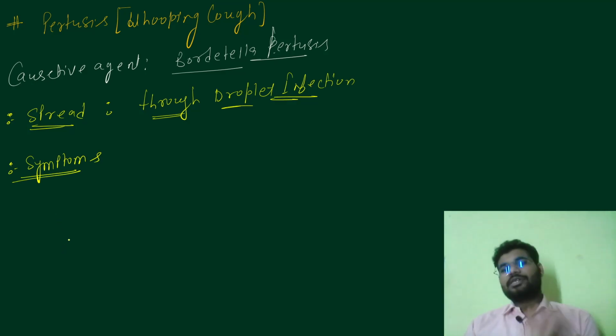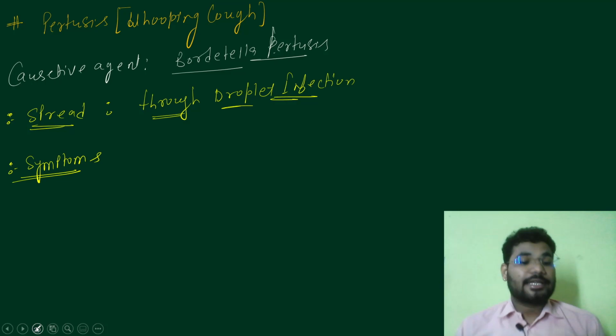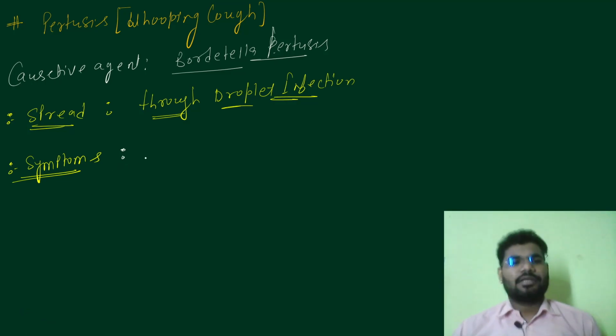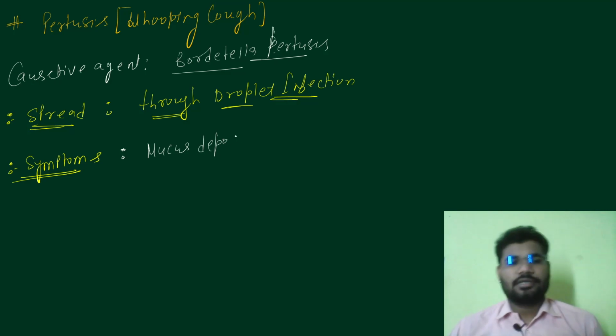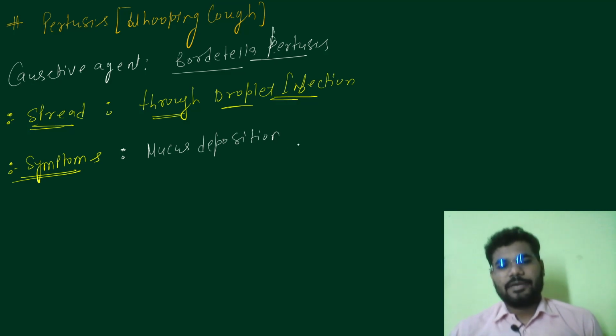Basically, mucus deposition takes place in the respiratory tract. That is why the patient has some difficulty in breathing. Again, it is more common in children. So, mucus deposition in the respiratory tract.